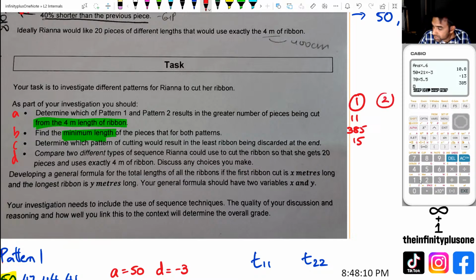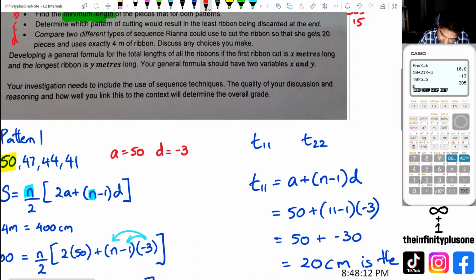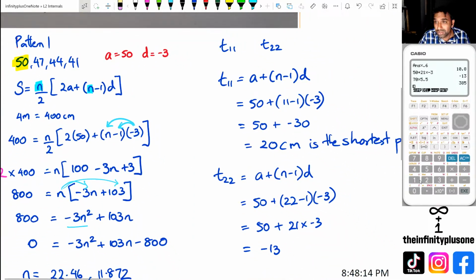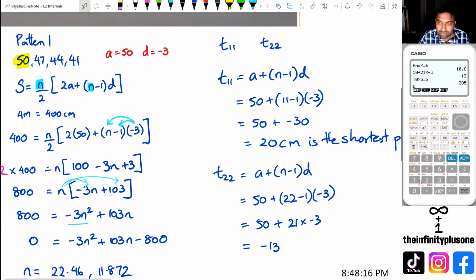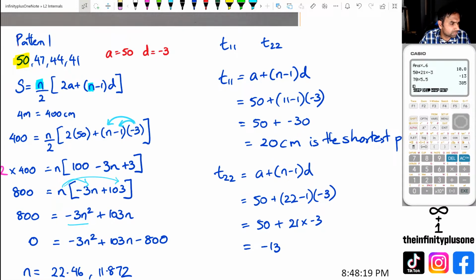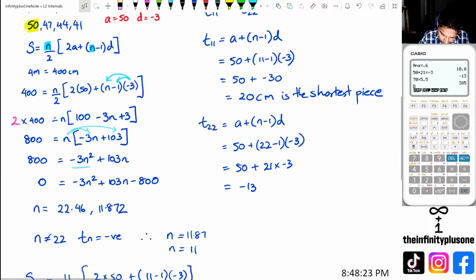Now I need to do the process for pattern 2. It's pretty much the same thing, except for pattern 2, it's a geometric progression, right? Or sequence, I always get confused. Anyway, let's go with pattern 2 now.